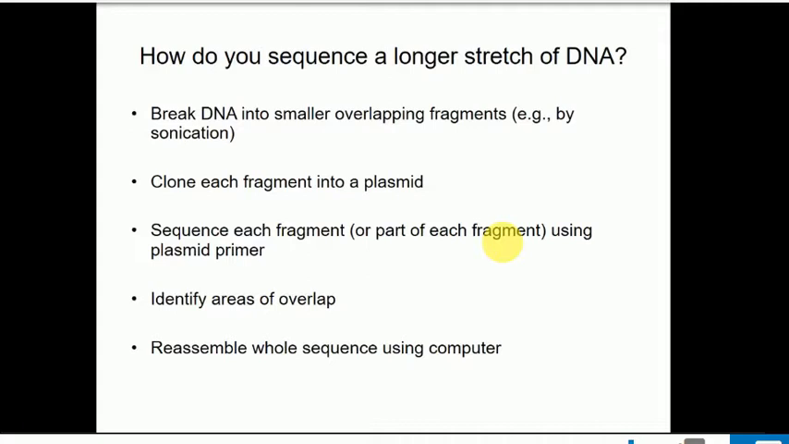Okay, so the people in Venter's lab took genomic DNA from Haemophilus, broke it into small pieces by sonication, so using high-frequency sound waves, which fragments DNA. And they cloned each fragment into a plasmid, and they sequenced each individual fragment. Now, that's all well and good, but you've then got thousands and thousands of random bits of sequence. What you've then got to do is put them back together again. So you've got to find the overlaps between them.